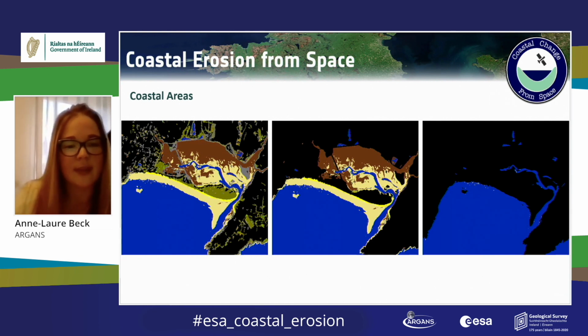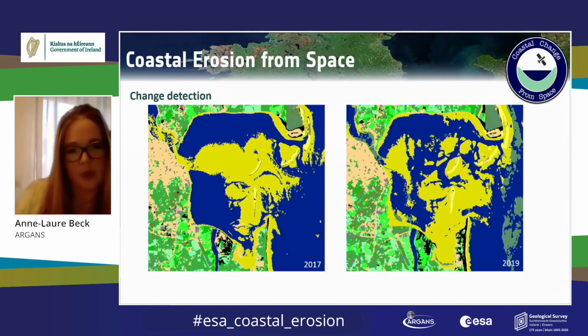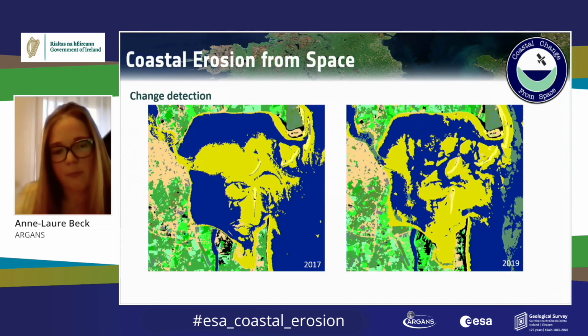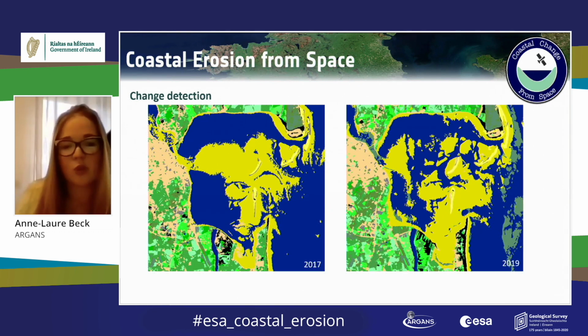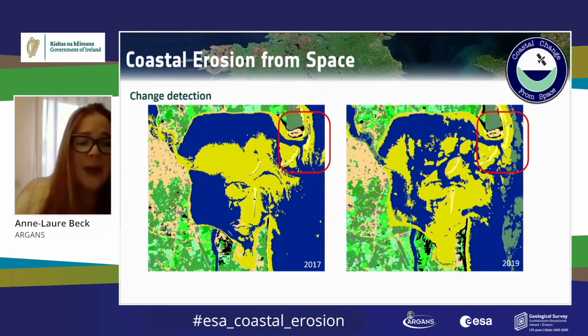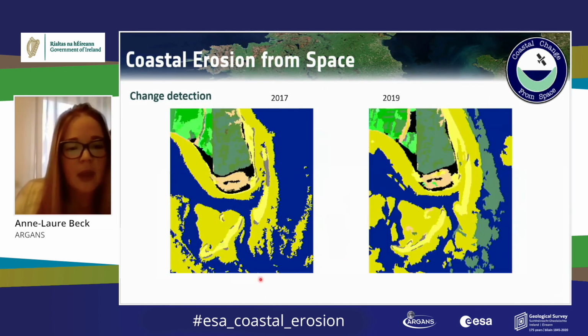But we saw that the classifications are not just here to help shoreline positioning. They bring some contextual information, and they can actually capture some changes. So here we have a classification map for the year 2017 and for 2019. If we take a closer look at a specific area, we can see that in 2017, the sandbar here is disconnected from the land, and in 2019, the sandbar is connected.